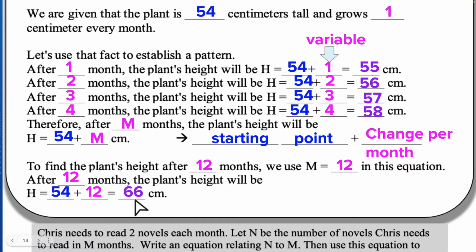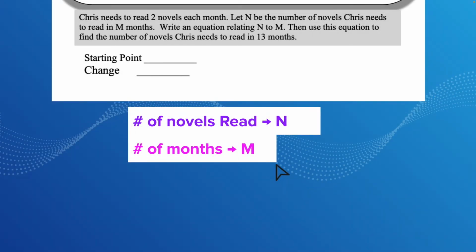All right, so I think we're going to look at another one of these. Chris needs to read 2 novels each month. Let n be the number of novels Chris needs to read in m months. Write an equation relating n to m, then use this equation to find the number of novels Chris needs to read in 13 months. So again, I've put it out here. I want us to identify the starting point and the change. So we also need to identify our variables. We need to make sure we understand we're not just using x and y right now.